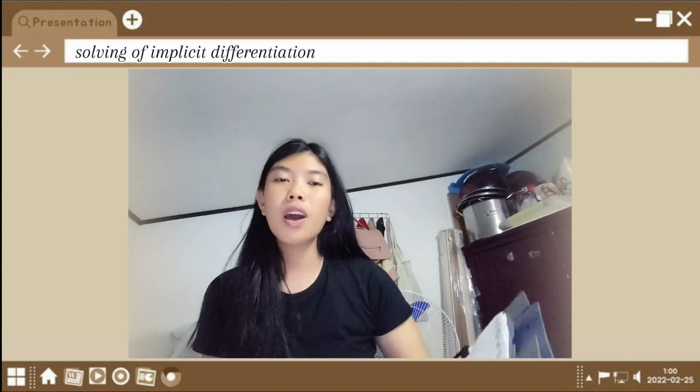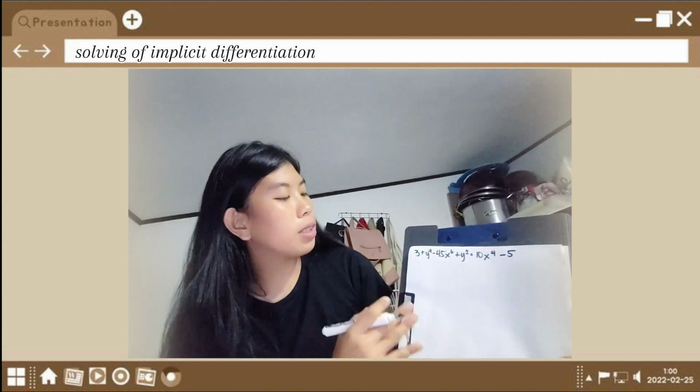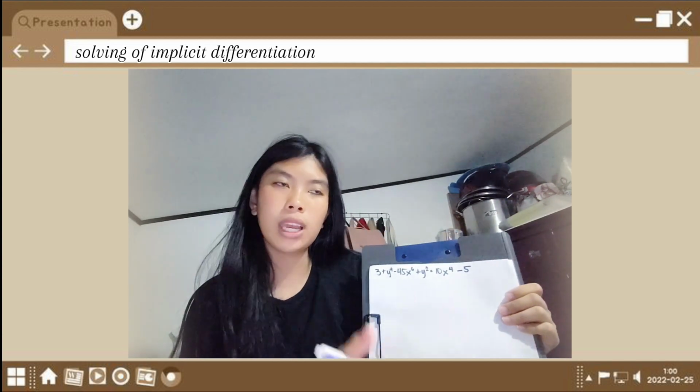Hi, I am in front of you to teach you how to solve for the implicit differentiation. So here in my hand, I have a function that is implicitly expressed: 3 plus y raised to 9 minus 45x raised to 6 plus y squared is equal to 10x raised to 4 minus 5. Here we are going to use the derivatives as well as the chain rule that we learned a few weeks ago.